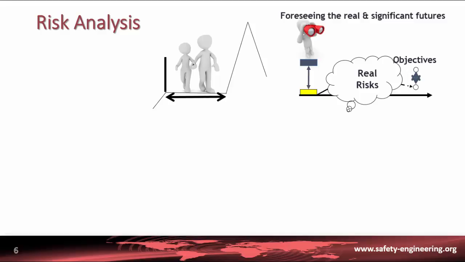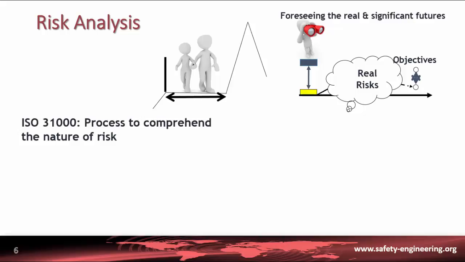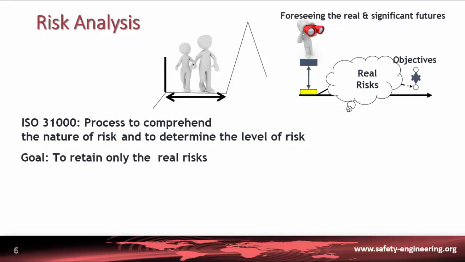The risk analysis step aims to examine if the risks are real and to assess their significance with regard to the objectives. ISO 31000 defines risk analysis as the process to comprehend the nature of risk. The first purpose is to only retain the real risks. Risk analysis also determines the level of risks. So, the second purpose is to assess the significance of the risks.